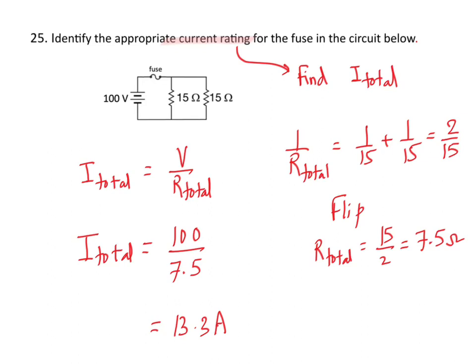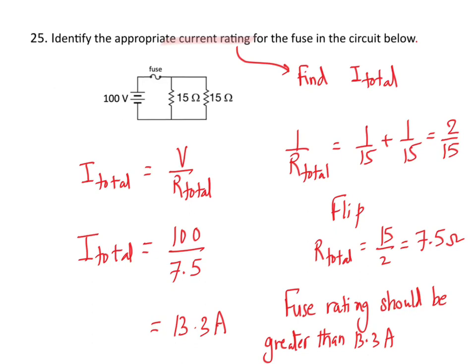So our fuse rating must be slightly higher than this 13.3 ampere current, which is required for the circuit. So the fuse rating should be greater than 13.3 ampere. Slightly higher than 13.3 ampere, that means we can consider it to be 14 ampere. So the fuse rating will be 14 ampere.